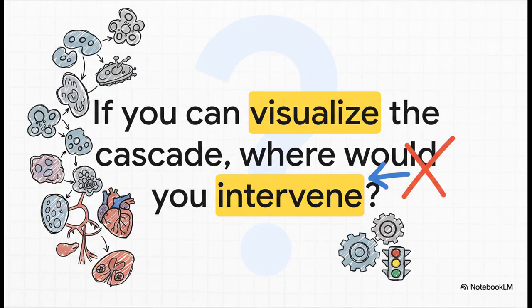So we've just walked through how one thing leads to the next, which leads to the next. You can see the whole cascade. And that leaves us with a final, really critical question for when you're thinking like a clinician. If you can see that whole chain of events, where's the single best place to step in and break the cycle? Something to think about.